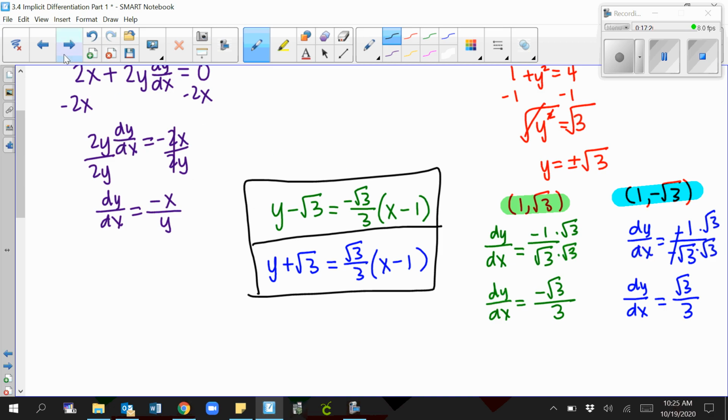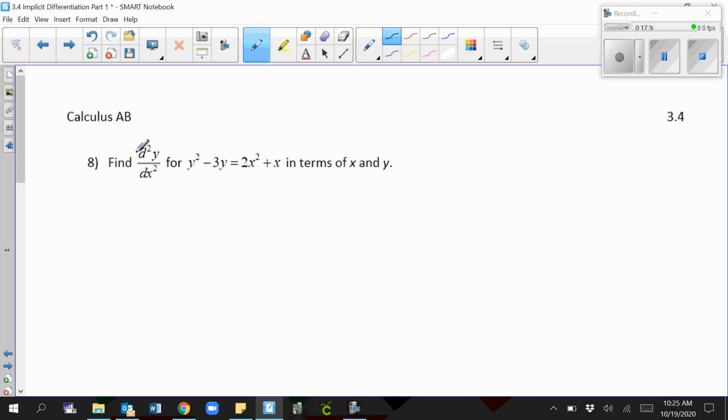And 8, the last problem for this video. We're going to find d squared y over dx squared. So that is our second derivative. And we need to find it in terms of x and y. So let's find our first derivative.